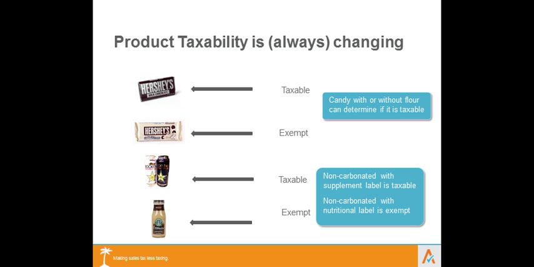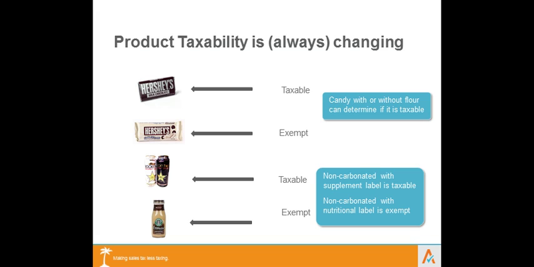But I want to give you a couple of examples here. Whether these two candy bars are taxable or not actually depends, in 24 states, on whether the item has flour as an ingredient. If it has flour in the ingredients list, it's considered a food. If it has no flour, it's considered a candy. And 24 states agree on those definitions, but actually 24 states have different treatments of those items based on those definitions.